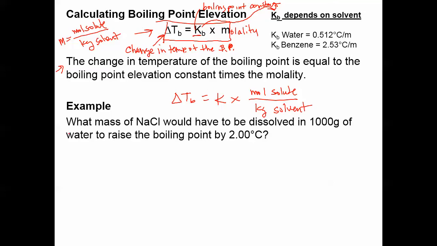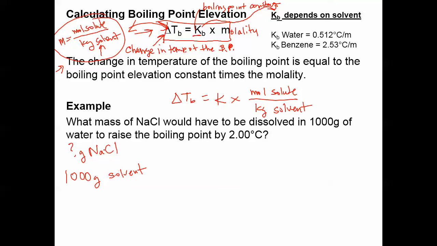So this question says, what's the mass of NaCl needed to dissolve in 1,000 grams of water if you want to raise the boiling point by 2 degrees Celsius? Some things you can directly plug in already, some things you can't. So let's look at, of the two equations up here, what I could potentially plug in. It says what mass of NaCl, so I'm looking for grams of NaCl in the long run here. I have 1,000 grams of water. That is going to be eventually my solvent right there, so it's solvent.